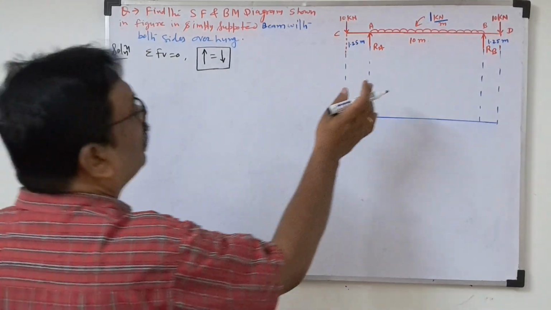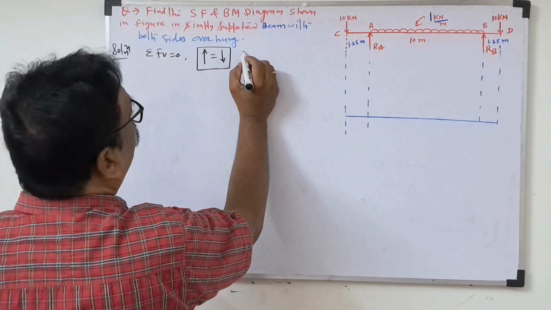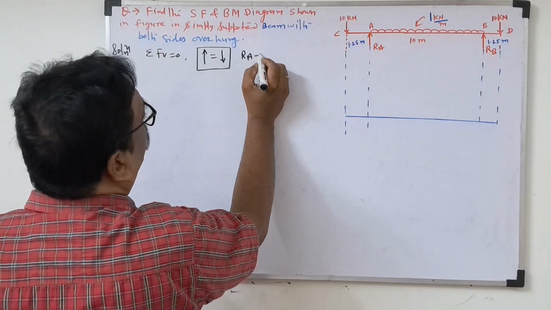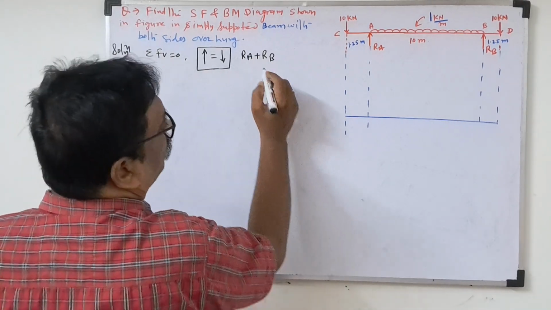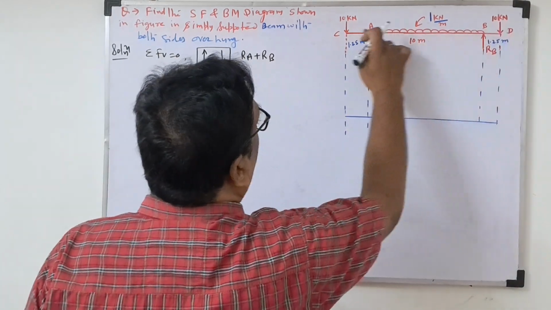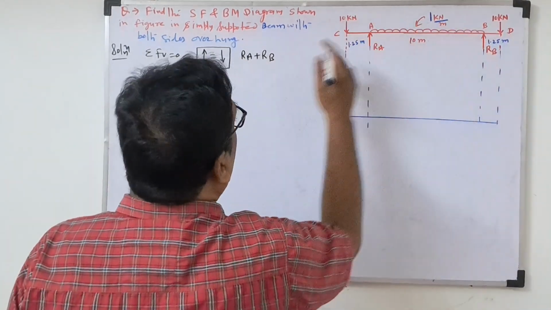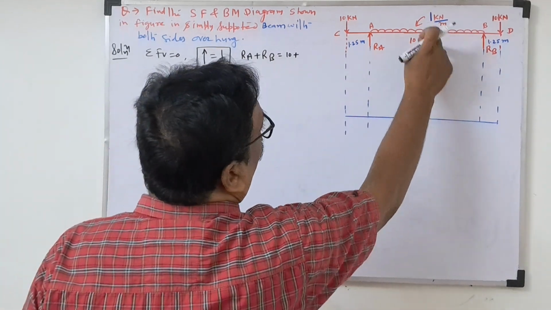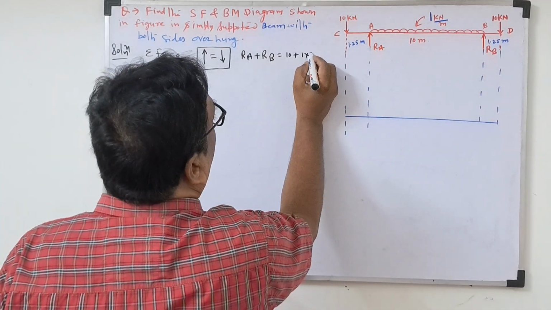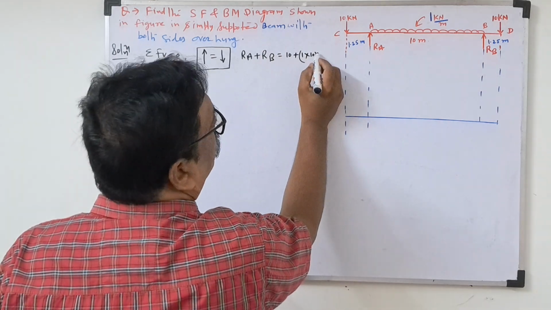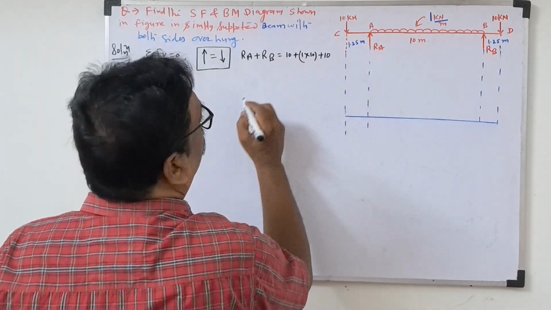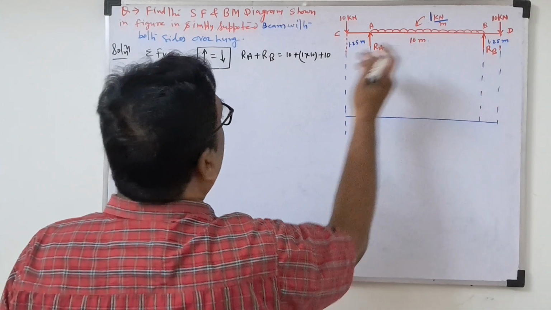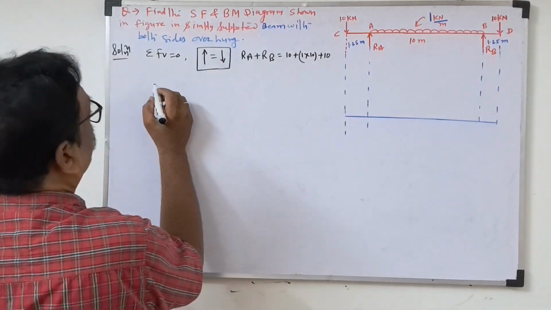With this sign convention, total upward equals total downward force, so negative and positive will not be written. What is the total upward force? RA plus RB. What is the downward force? Two point loads and one UDL. So 10 plus 10, and the UDL converted into load is 1 into 10, plus 10. So RA plus RB equals the downward force. This one equation is over.